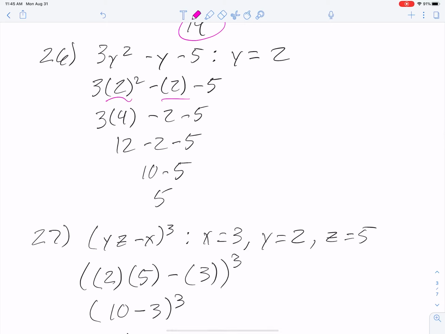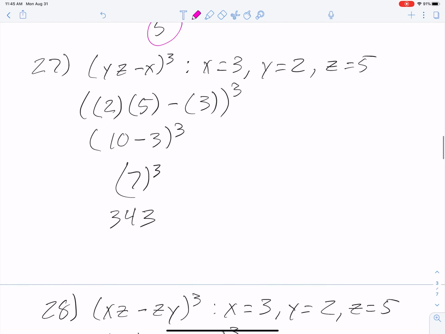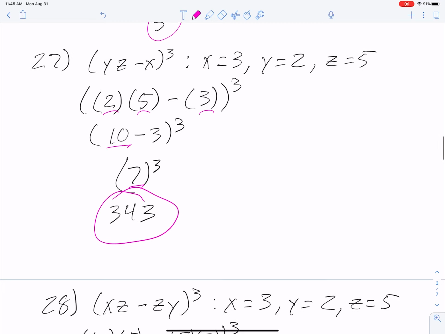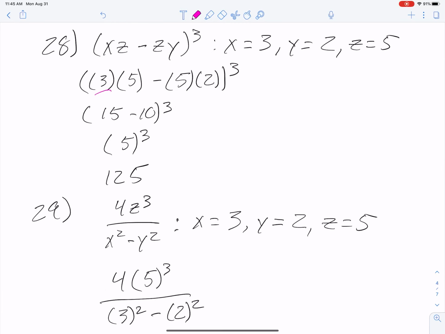Again, you're seeing that I'm using these parentheses to emphasize my substitution. Had this been a -2, the parentheses would be absolutely vital. Squared my 2, multiplied my 3 times 4, subtracted 2, subtracted 5. Made my substitutions for y, z, and x. Took care of my multiplication of 2 times 5, my subtraction, and then cubed 7. Substituted in for my variables. Took care of 3 times 5, 5 times 2, 15 minus 10, cubed my 5.